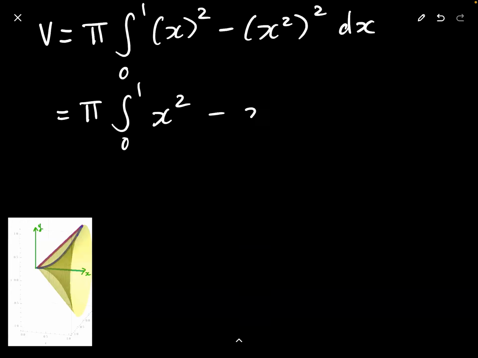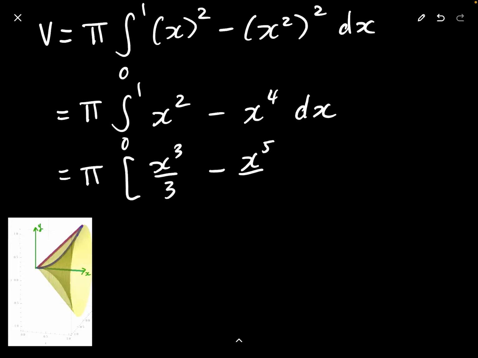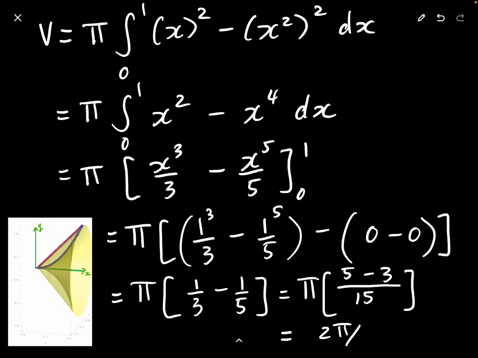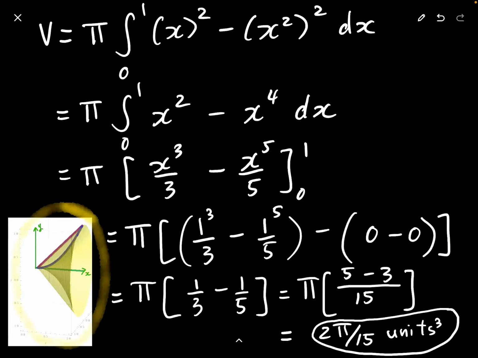X squared squared is x to the 4. The antiderivative of x squared is x cubed over 3, minus the antiderivative of x to the 4, which is x to the 5 over 5. So the volume is pi times 1/3 minus 1/5. If we put them over common denominator 15, we have 2 pi over 15 units cubed. So again, this graph of the solid is given just for reference. Just note that the inside of this solid is hollow, since the inner volume was subtracted from the outer volume.